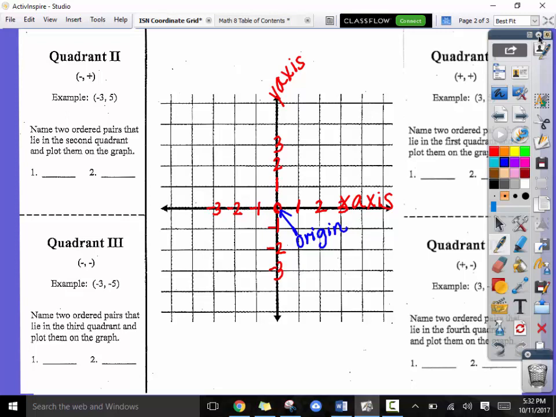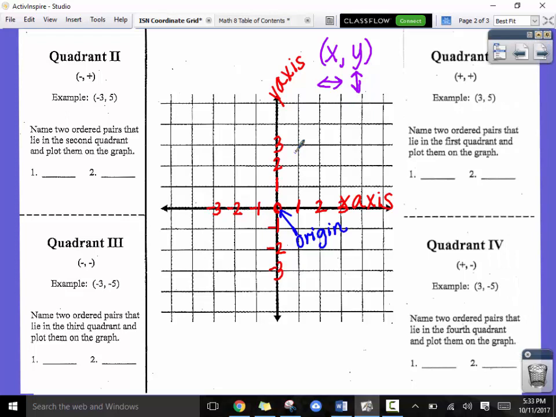Okay, so what we're going to look at is ordered pairs. Now, when we graph an ordered pair, you always put the x number first and then the y number. So you do over and then up and down when you're plotting points. So if we're going to look at quadrant 1 here, it says name 2 ordered pairs that lie in the first quadrant and plot them on the graph. So this ordered pair would be (2, 3), over 2, up 3. Okay, another ordered pair in this quadrant could be (4, 5), over 4, up 5.